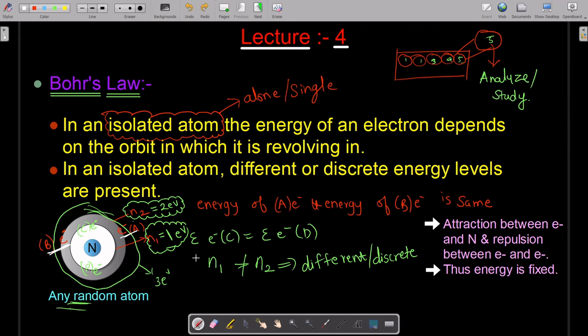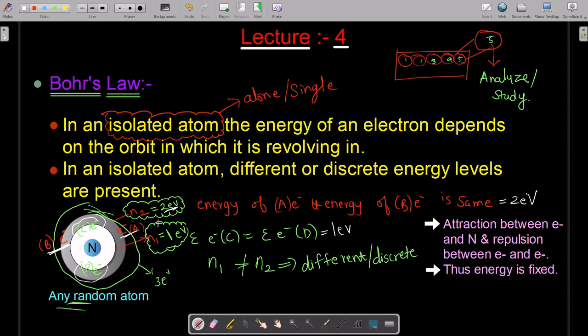Now in the N2 shell, they both will have the same energy, which is 2 electron volts. In the innermost shell, again there are 2 electrons, and these 2 electrons will have the same energy, equal to 1 electron volt. This is what we concluded from both of the sentences, and at the end we said that in an isolated atom, different or discrete energy levels are present.